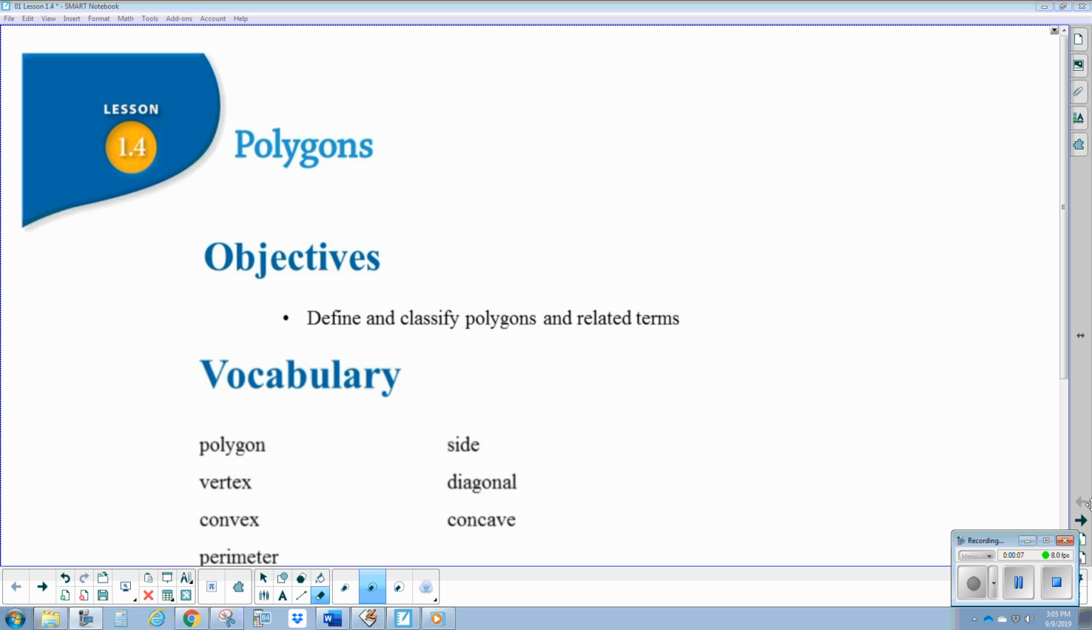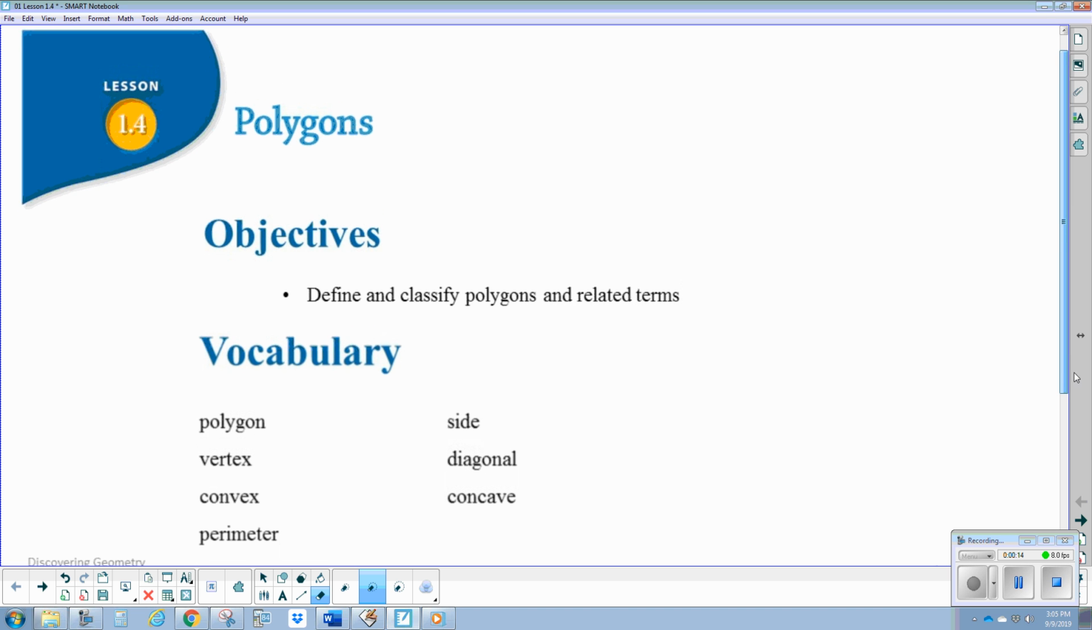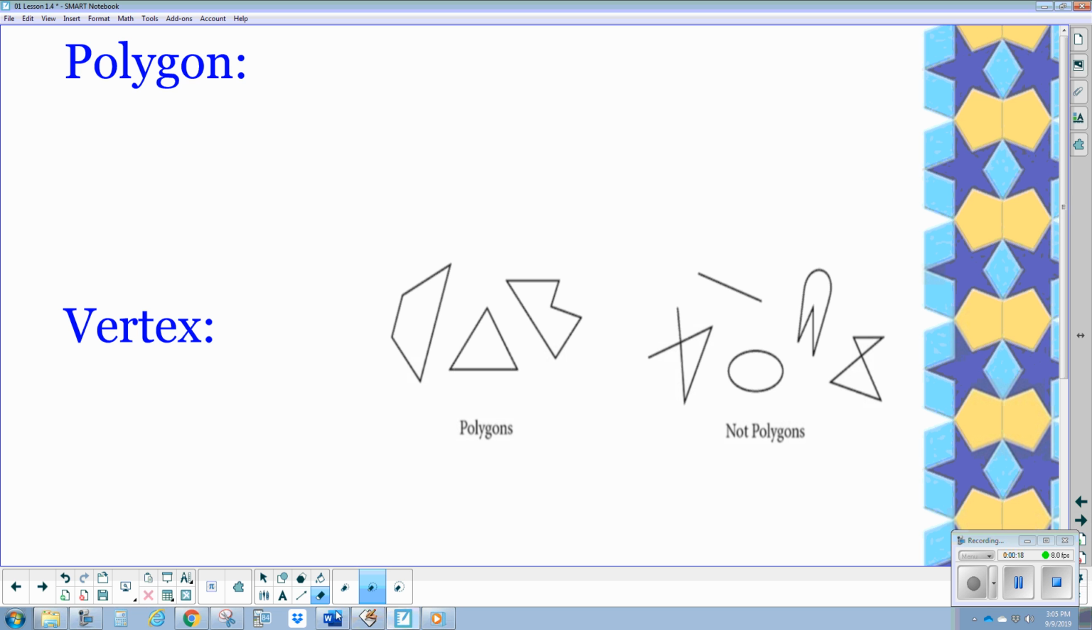This is lesson 1.4 and today we're talking about polygons. We're going to define polygon, and the rest of the terms below are terms related specifically to polygons. So to start off, let's define the term polygon.